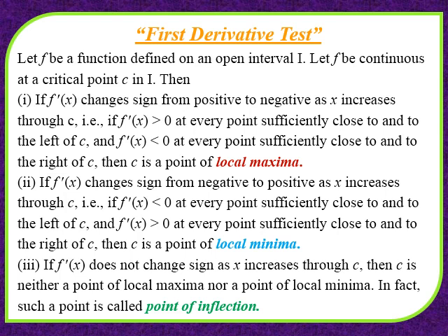Clear? Once again, if the derivative f'(x) is positive to the left hand side and negative to the right hand side, then it is called the point of local maxima.